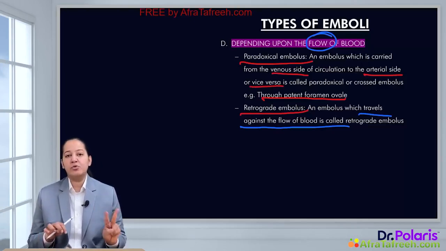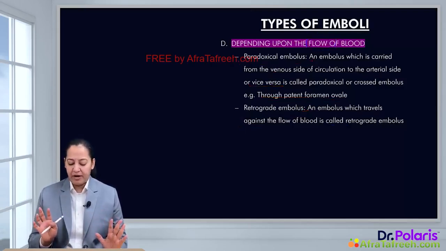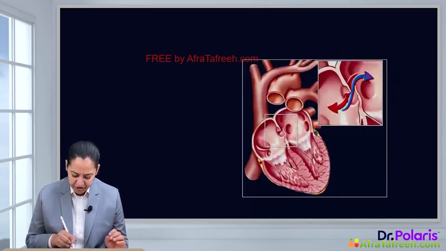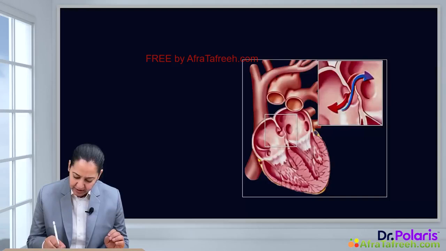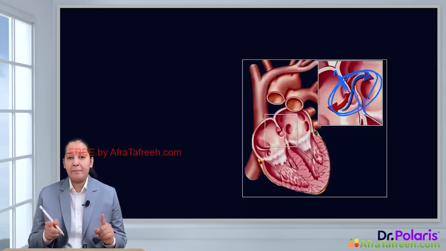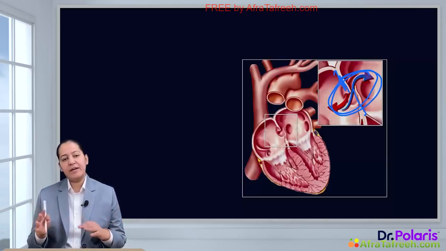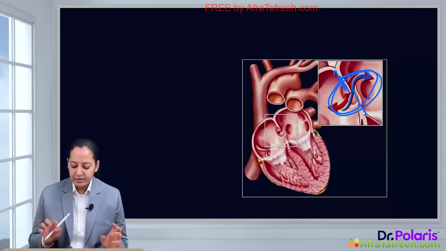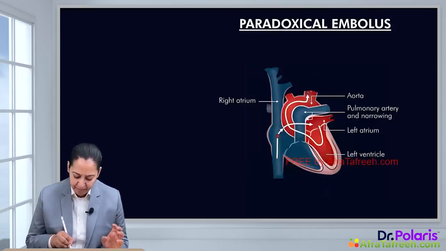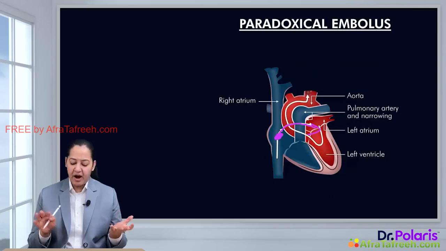So we have understood the two types of embolus, retrograde embolus and paradoxical embolus, depending on the flow of the blood. Here in this diagram, you can appreciate this is the patent foramen ovale. Through this patent foramen ovale, an embolus is traveling from the right side of the heart to the left side of the heart, or from the left side to the right side. That is from venous side to arterial side, or arterial side to venous side. So this is paradoxical embolus. Here also you can appreciate the embolus crossing the patent foramen ovale and moving from the right side of the heart to the left side of the heart.